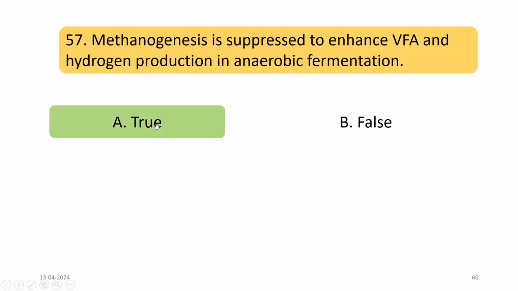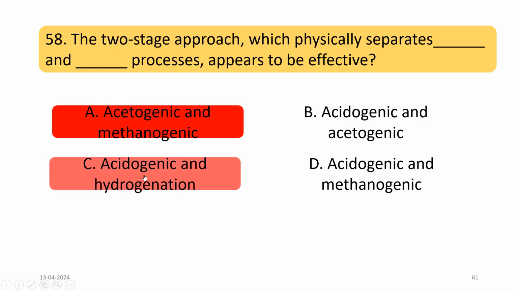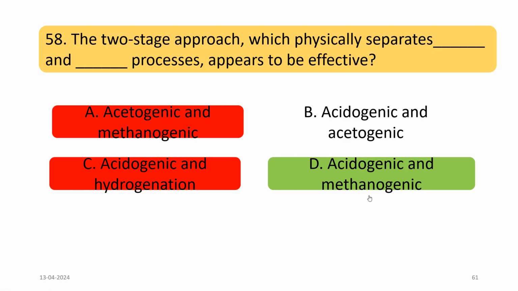Okay. Next question. The two-stage approach, which physically separates two processes, appears to be effective. Which are the processes? The answer is acidogenic and methanogenic. This is very confusing, since acetogenic and acidogenic are two different methods.